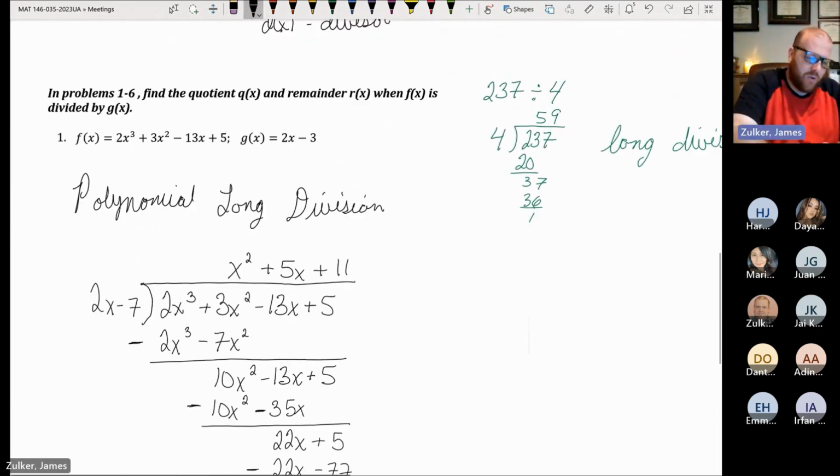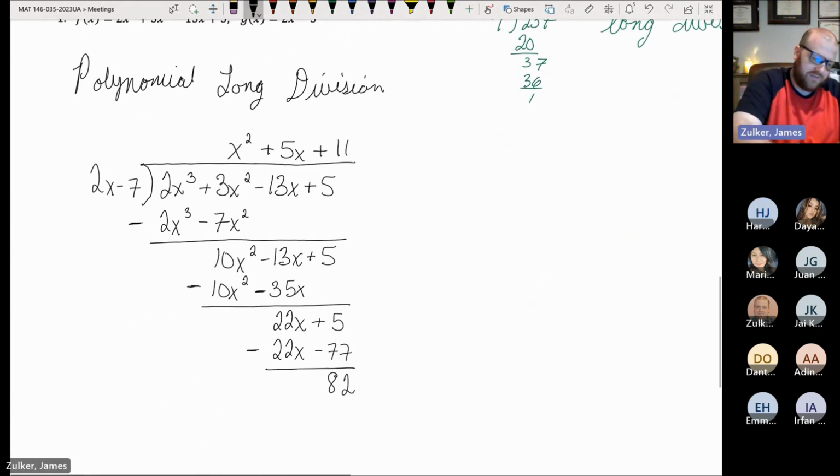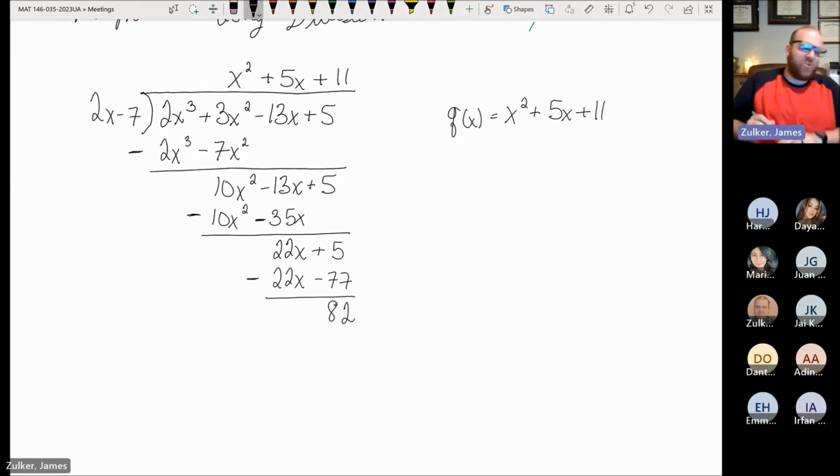So we were asked for what? Quotient and remainder. Quotient is x squared plus 5x plus 11. Remainder is 82, right? Because the degree of 82 is 0, which is indeed less than 1.